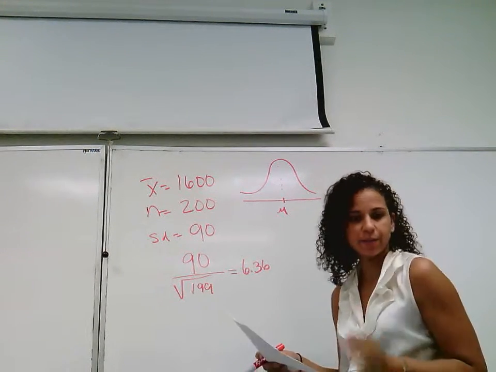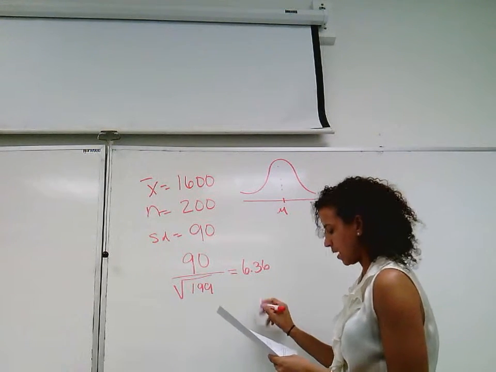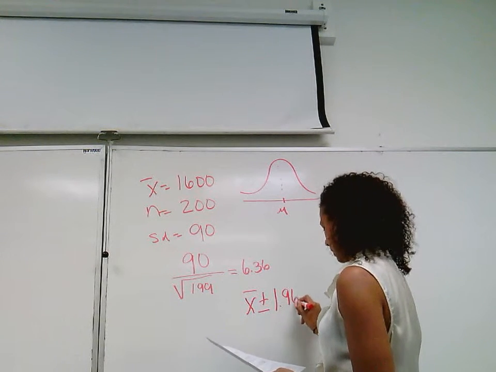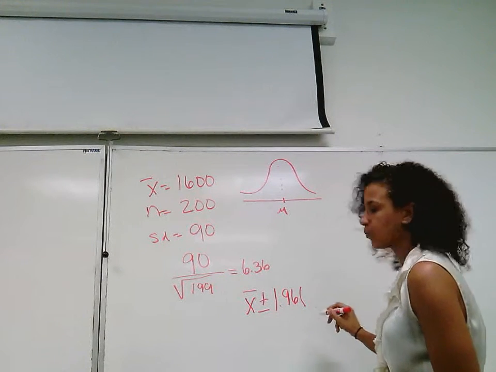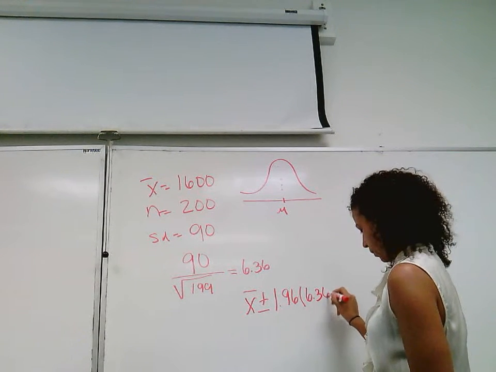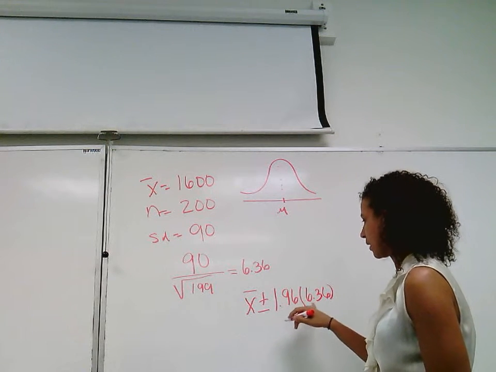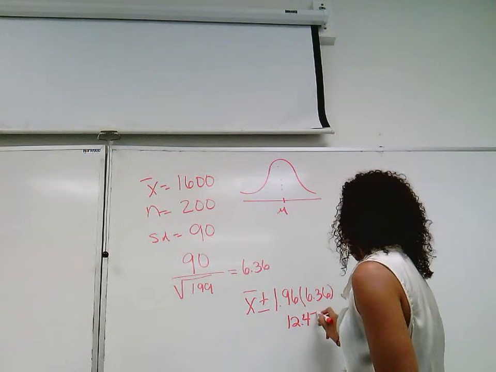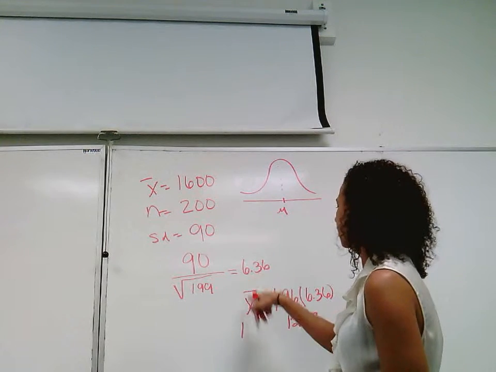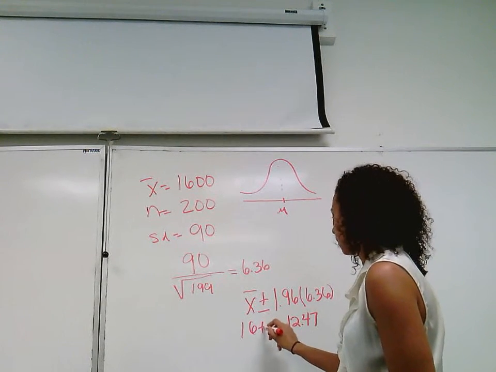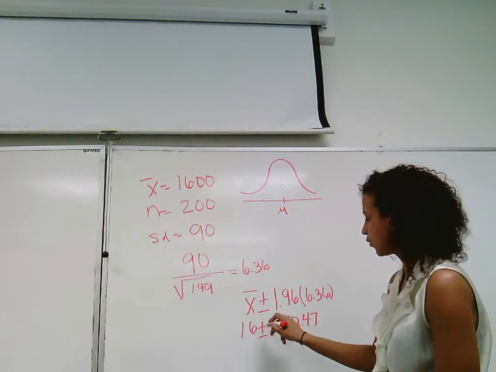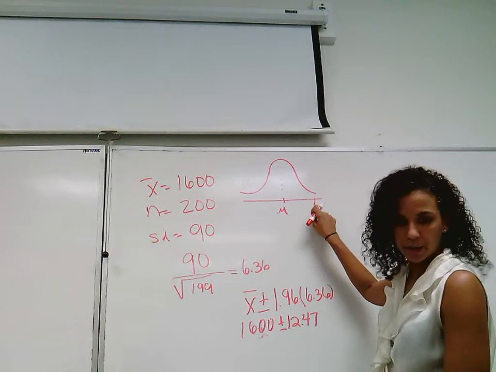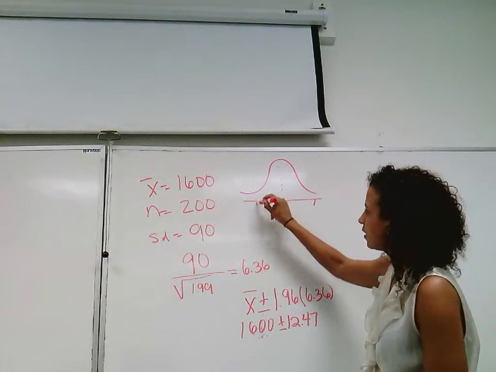Always use 95%. So here I'm going to now take x bar plus or minus 1.96 times my standard error of the mean, which is 6.36. When I do that, this 1.96 times 6.36 is going to be 12.47. And so then I just plug in my number for x bar, 1600, plus or minus. And that plus or minus means that 1600 plus 12.47 is my upper limit, and 1600 minus 12.47 is my lower limit.